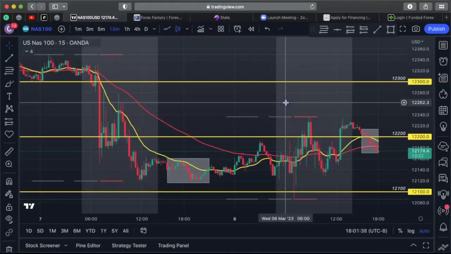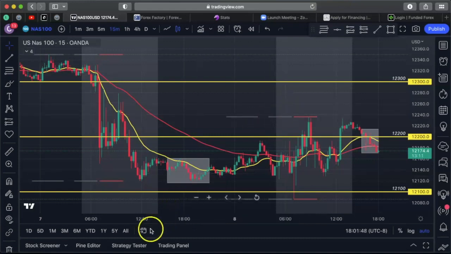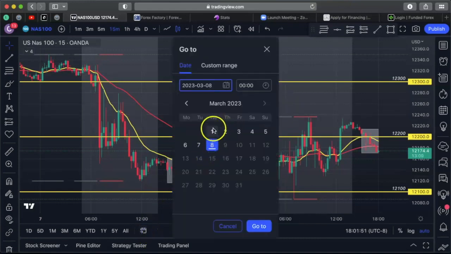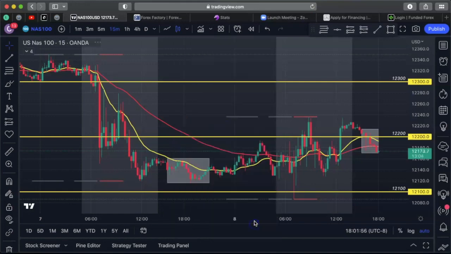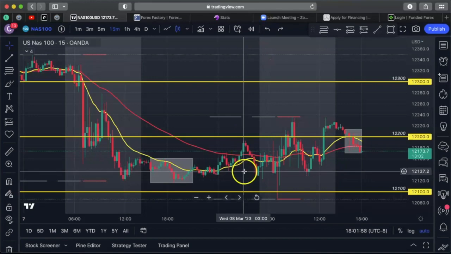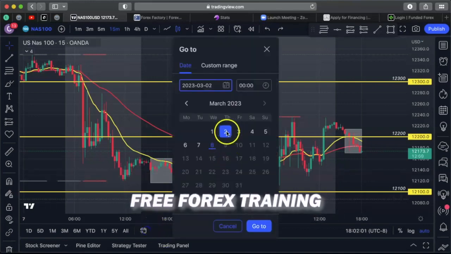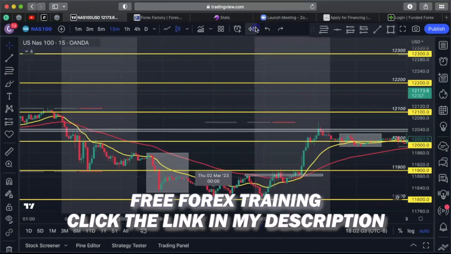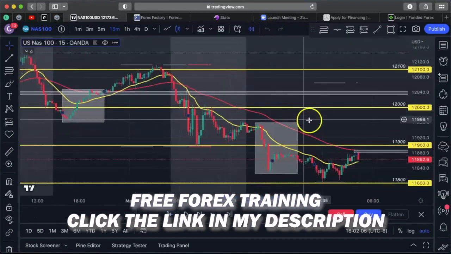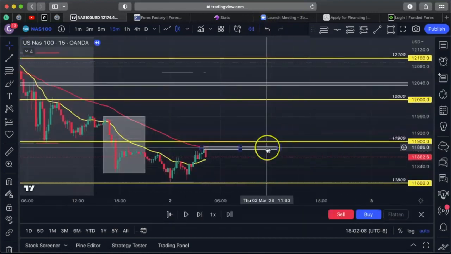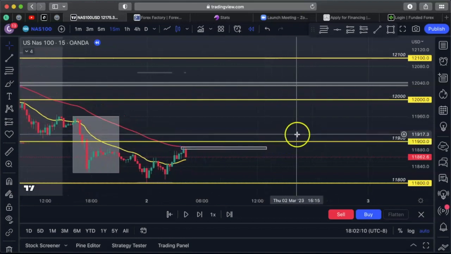Alright guys, we are gonna go and just backtest a couple of days together, and I'm going to show you how I would analyze these charts. Let's stay in the month that we are in, March, and let's go to March 2nd right here. We're going to go right back to March 2nd. Click go to, then we're going to replay. Now we're going to go back in past times and see exactly what I would be looking for.